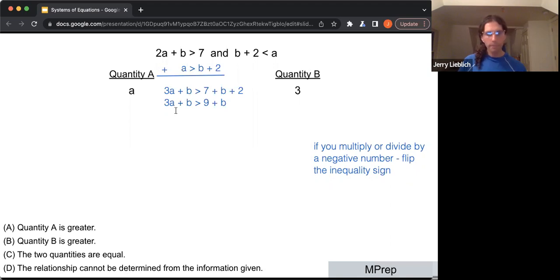So, okay, let's subtract b from both sides. And then divide both sides by 3. And I see a is greater than 3, which tells me quantity a has to be bigger than quantity b. So again, if we recognize the kind of problem we're dealing with, see that I've got more than one variable and more than one, in this case, inequality, that's going to tell me how to do it.